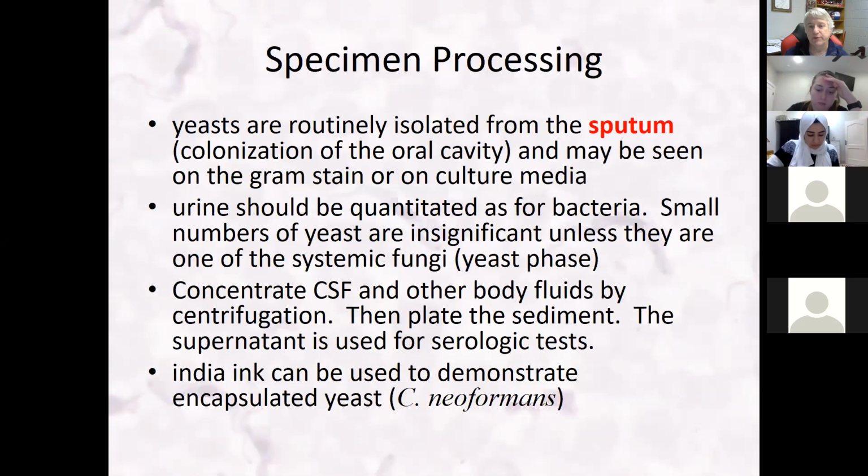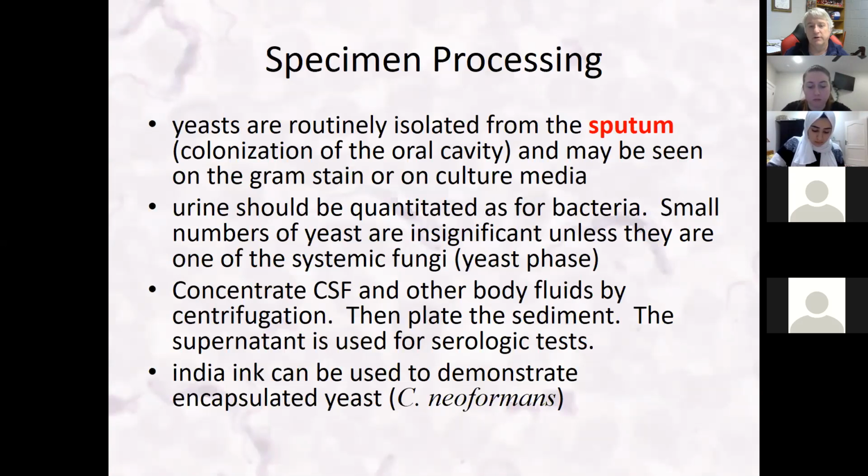So yeast are routinely isolated from sputum. Colonization of the oral cavity, we saw that with thrush, and may be seen on a Gram stain or culture media. So we may culture something out and look at it the next day, and it looks different. It has a different look to it. They take a little longer to grow, so it may not be the first day that you see it, but it may be the second day of the growth that it actually shows up on.